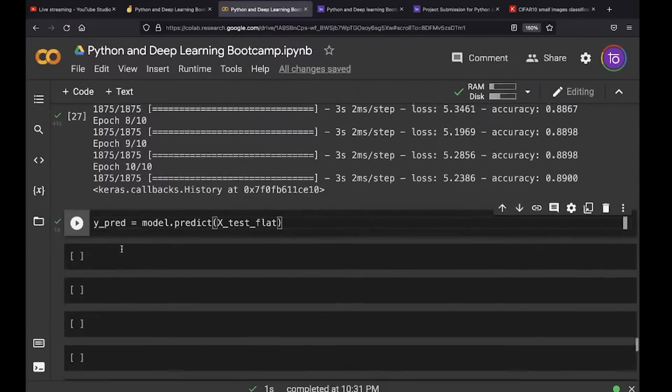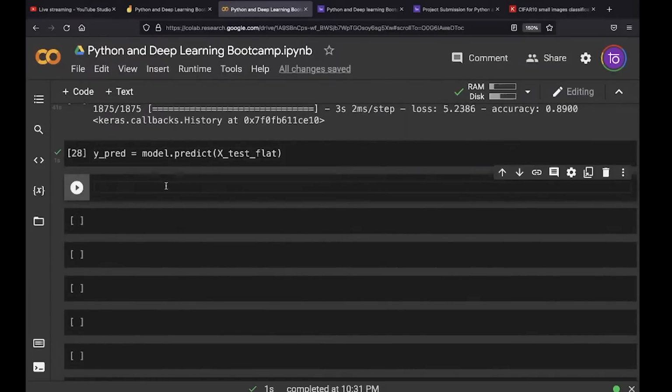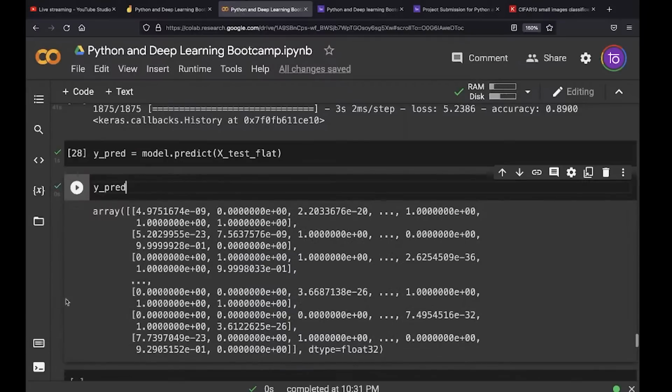So the model is predicting. Now the model is done with the prediction. So let's say y_pred. Let's run this. Perfect. So these are all the values that the model has predicted. For the first image, it is 4.9, which means if you round this up, it will be 5. For the second image, it is 0, and so on and so forth.